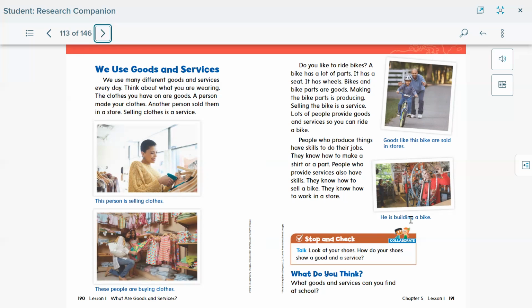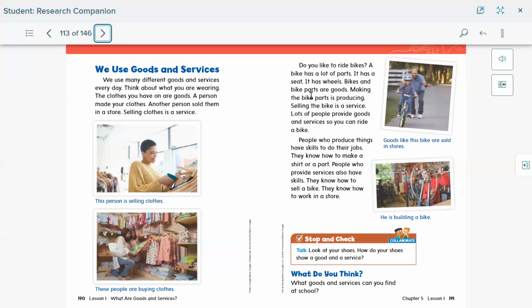Over here, he's building a bike. So he produced something. So he's making the bike. And then you go to the store, he provides you with the service, answers questions, shows you around, which bike is good for you, and then he sells the bike for you. So as we see here, produce, that's when people make things, and service, this is when people provide you with service.